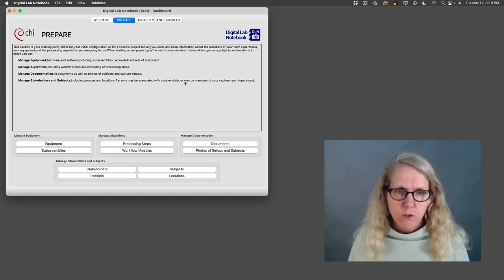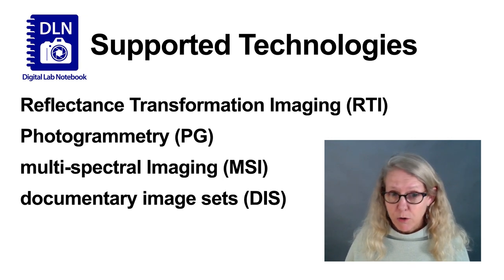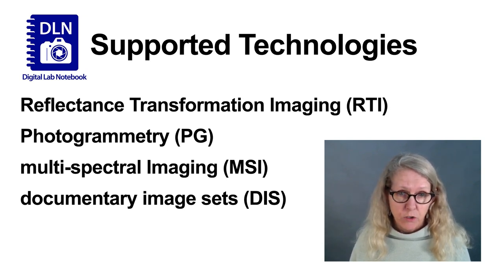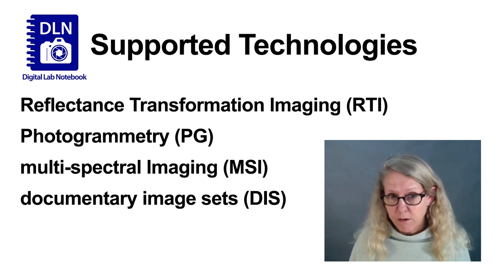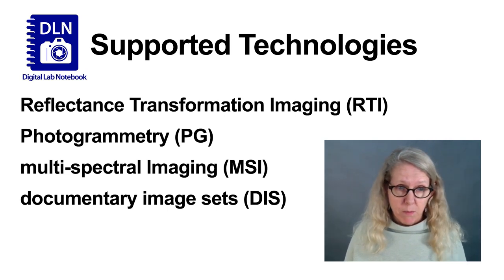So as a quick review, the Digital Lab Notebook is designed to support sets of images, and specifically images for reflectance transformation imaging, or RTI, photogrammetry, spectral imaging sets, and there's another category that's called documentary image sets. And you can use that if you have a set of images that document something, but you can also use that category for things like stitched images, focus stacking, high dynamic range images, anything where you might take a set of images and put them together on the computer. This tool could help you with metadata about those kinds of projects and then wrapping them up when it's done.